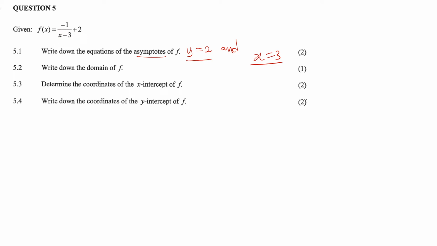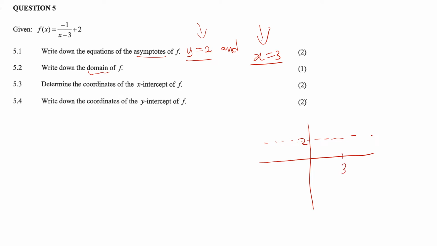So those are your two equations of asymptote. 5.2, it says write down the domain of f. All right, so you know that domain, simply, is the interval of x, or rather the x values which your graph will cover. We have determined two equations of asymptote, and we know that an asymptote is actually the imaginary lines which the graph will approach but will never touch.